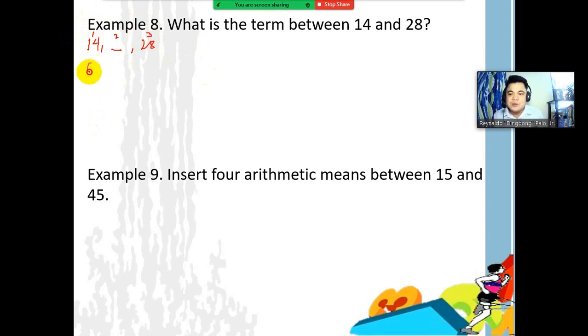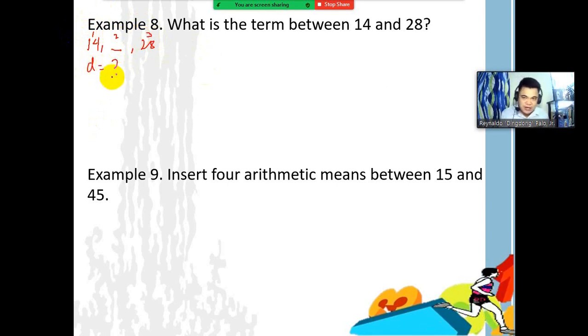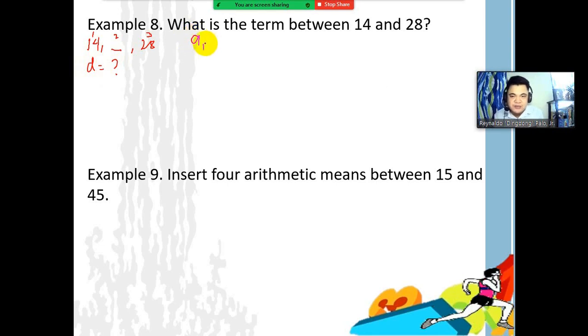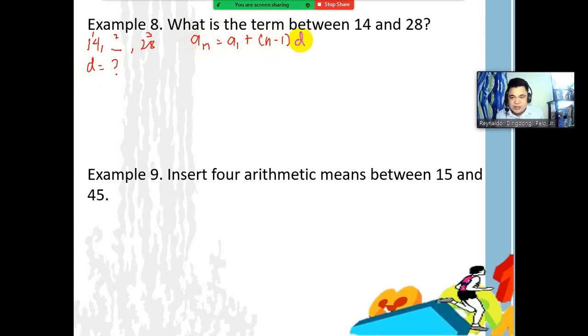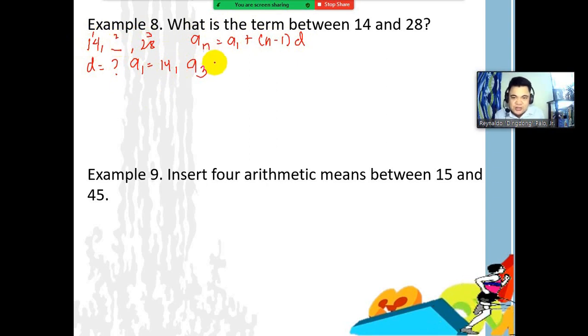First, you always have to solve for the common difference. In solving for the common difference, of course, we will use the same formula: a sub n equals a sub 1 plus n minus 1 times d. In the formula, to solve for d, we need a sub 1, which is 14, and the last term, which is a sub 3. Why, teacher, a sub 3? Because as you can see, there are 3 terms. We have 2 extremes and 1 single unknown mean. So your a sub 3 is 28, and of course, your n is 3.